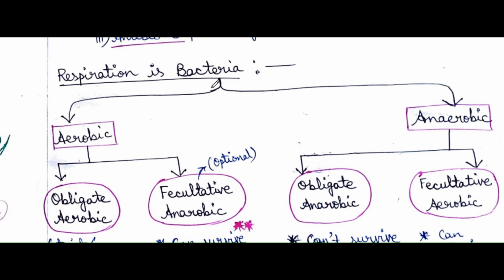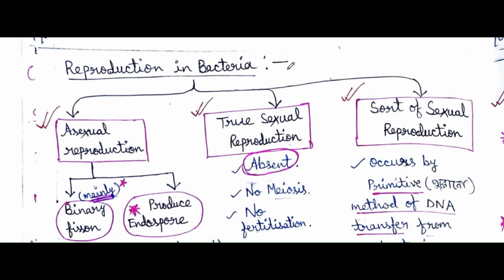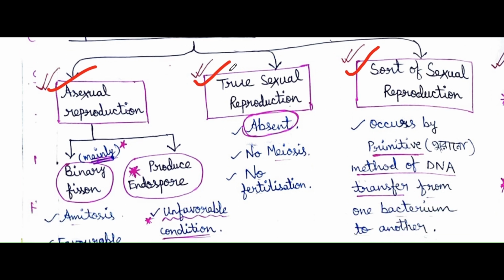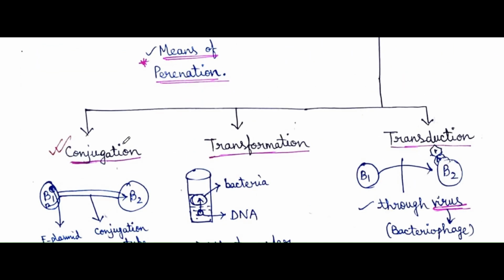Respiration in bacteria is out of NCERT, not totally given, but if you want, you can pause and study it. Bacteria can reproduce by three methods: asexual reproduction, true sexual reproduction, and sort of sexual reproduction. True sexual reproduction is absent in them. It's important. They reproduce asexually by binary fission and by producing endospores. In NCERT, sort of sexual reproduction means conjugation, transformation, transduction. We will learn these in class 12 chapters.